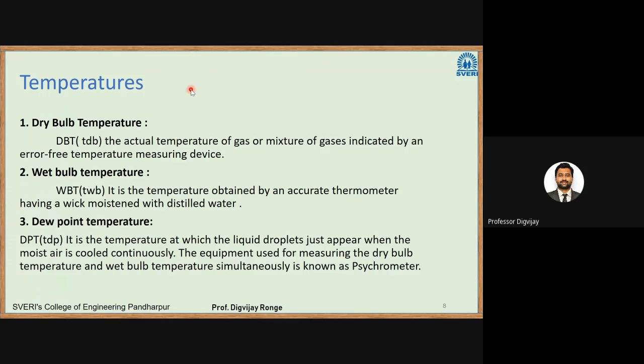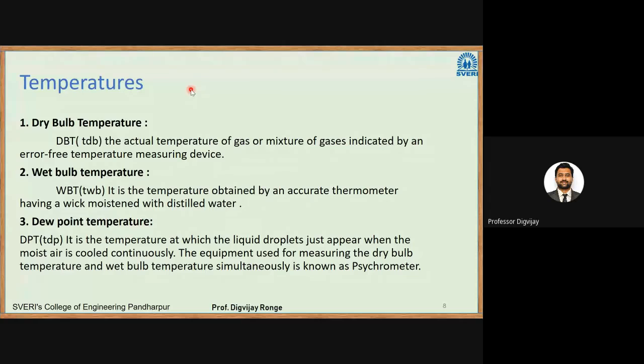Up to this point in your career, you have dealt with only one temperature value, but in actuality there are three temperature values. First is dry bulb temperature, second is wet bulb temperature, and third is dew point temperature. Now, dry bulb temperature is the regular temperature that you get from the thermometer. If I hold a thermometer in atmospheric air, whatever temperature you get will be the dry bulb temperature.